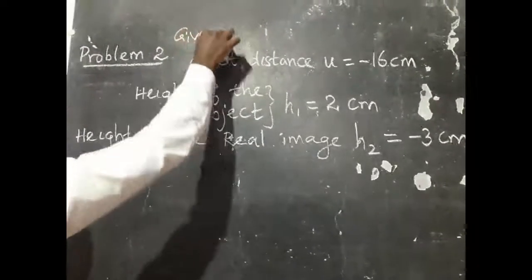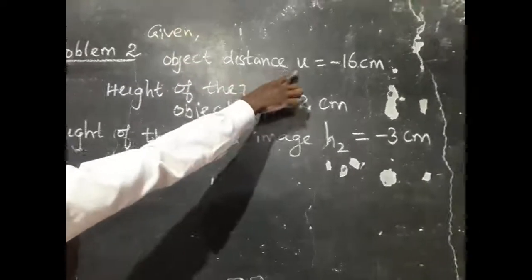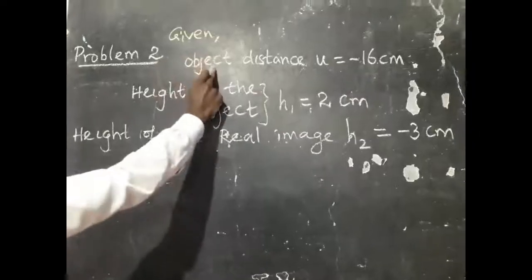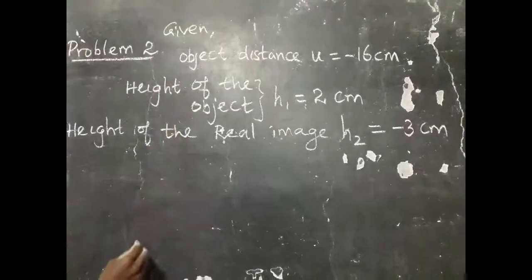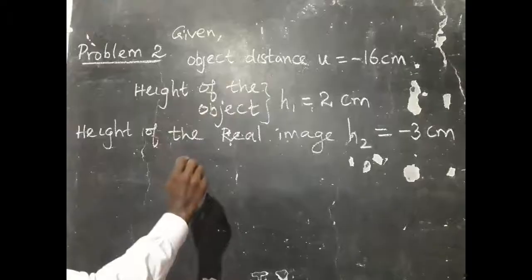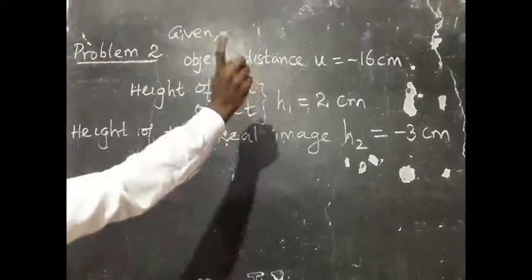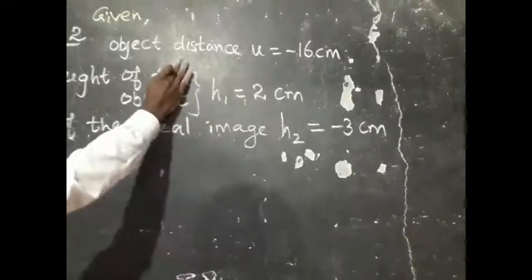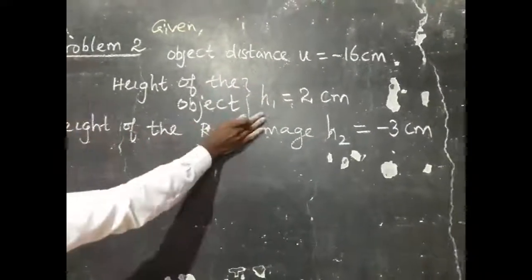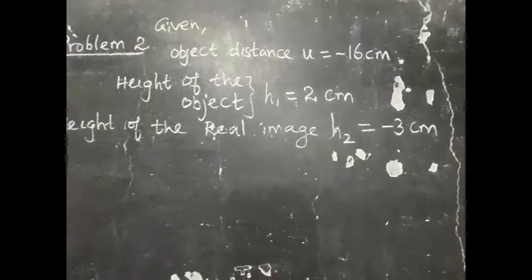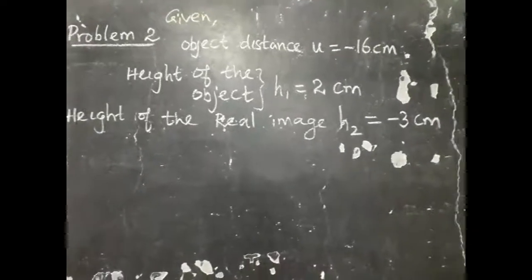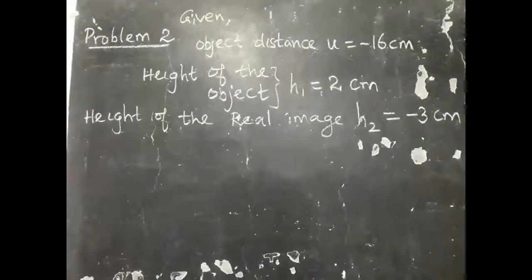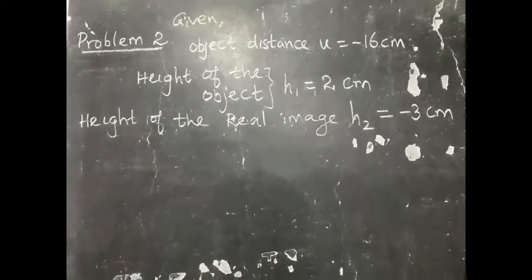Given data: object distance u is equal to 16 centimeter. This is a concave mirror, the object is to the left of the mirror, and we have to put a minus sign. u is equal to minus 16 centimeter, and the height of the object h1 is 2 centimeter. Then the height of the real image they have given is minus 3 centimeter. So where will the image be formed, and what is the image distance v? We have to find that out.